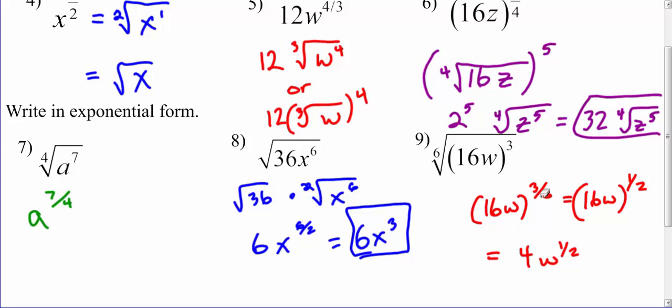16w to the 3/6 is where I started. I knew 3/6 was exactly the same as 1/2. And remember, a 1/2 power is a square root, so I knew that the square root of 16 was 4, and we're still multiplying by w to the 1/2. So right there is the simplified version in exponential form of number 9.